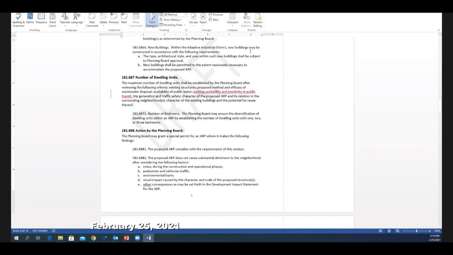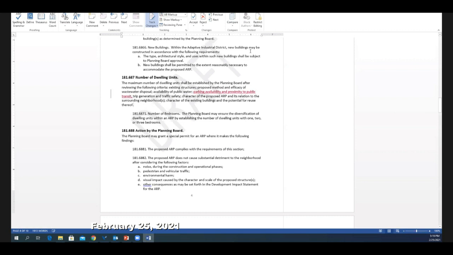Because that says character of existing buildings, but we could also put in something about, whether here or in another part of it, that it's also about considering the needs of the community and or that specific neighborhood. For when we say number of dwelling units, it's also about accessible units.